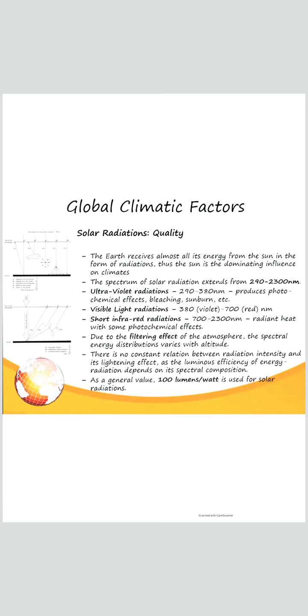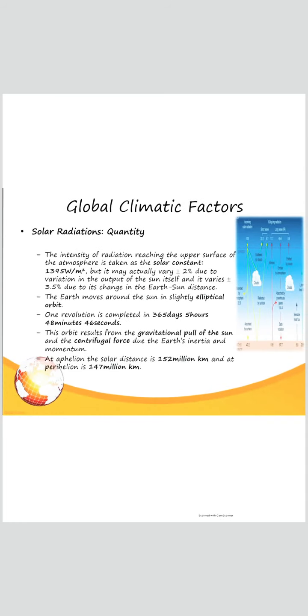Due to the filtering effect of the atmosphere, the spectral energy distribution varies with the altitude. As a general value, 100 lumens per watt is used for solar radiation. Next is the solar radiation's quantity.